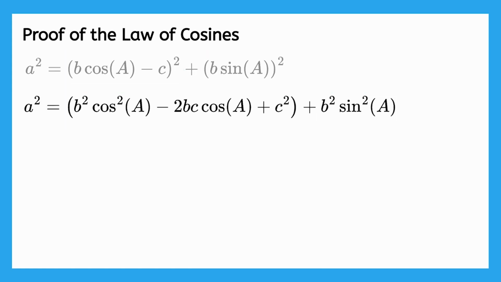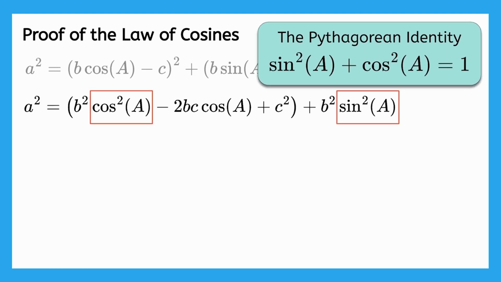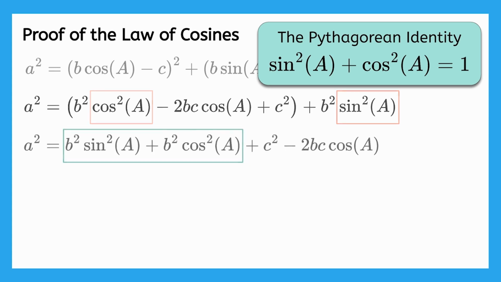Before I show you the next step, take a look at what we have so far. Are there any identities coming to mind that might help us simplify these terms? When I have squared terms, I usually keep an eye out for Pythagorean identities. Let's rearrange our terms to make it more obvious. Putting sine squared and cosine squared near each other gives me b squared times sine squared A plus b squared cosine squared A plus c squared minus 2bc cosine A.